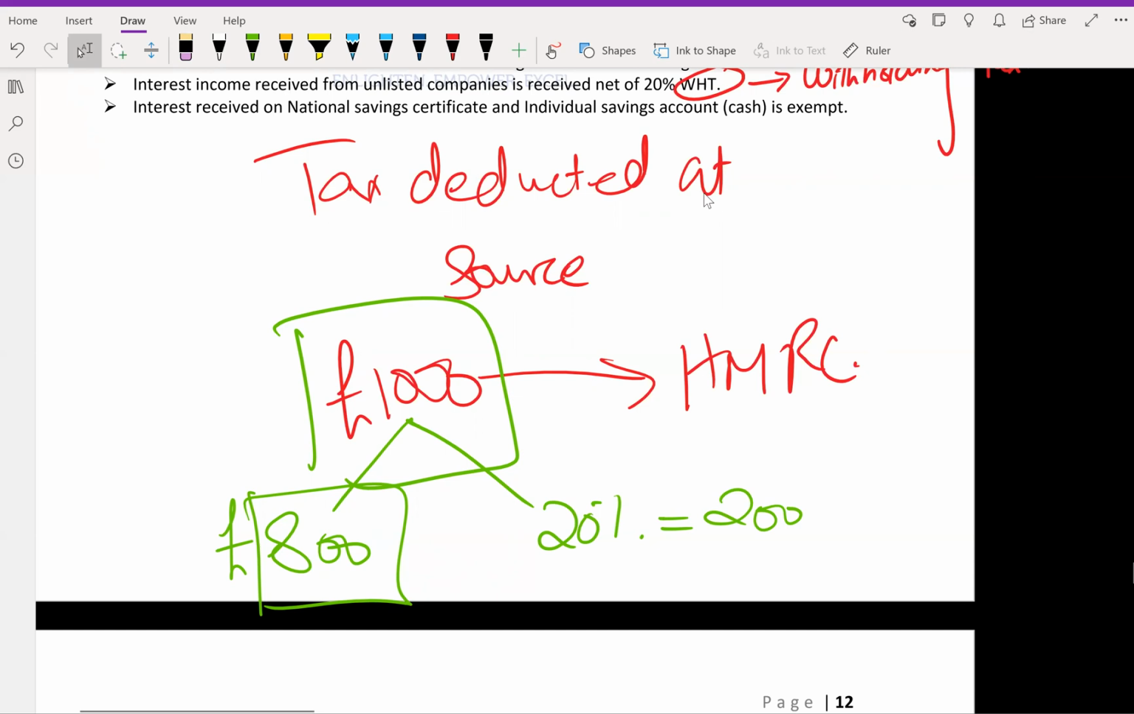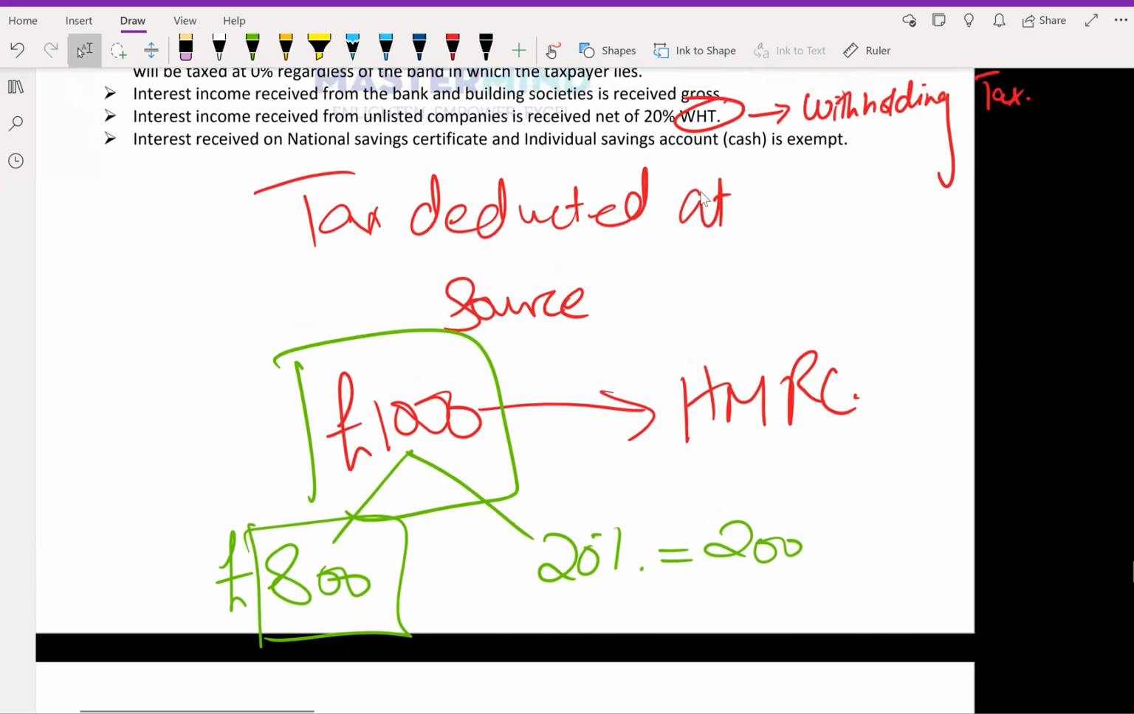Exactly. It's basically Pay As You Earn. Exactly. You're right. PAYE is basically a type of deduction at source. Got it? That's great. All right.